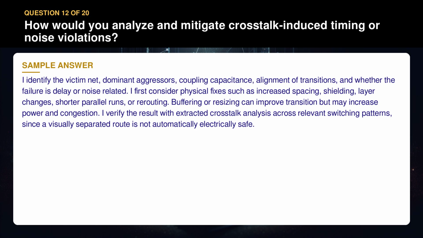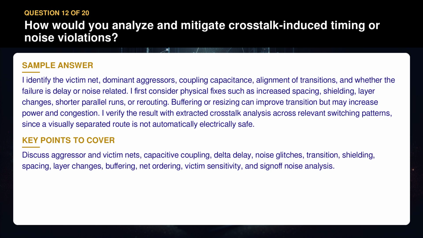I verify the result with extracted crosstalk analysis across relevant switching patterns, since a visually separated route is not automatically electrically safe. Discuss aggressor and victim nets, capacitive coupling, delta delay, noise glitches, transition, shielding, spacing, layer changes, buffering, net ordering, victim sensitivity, and signoff noise analysis.